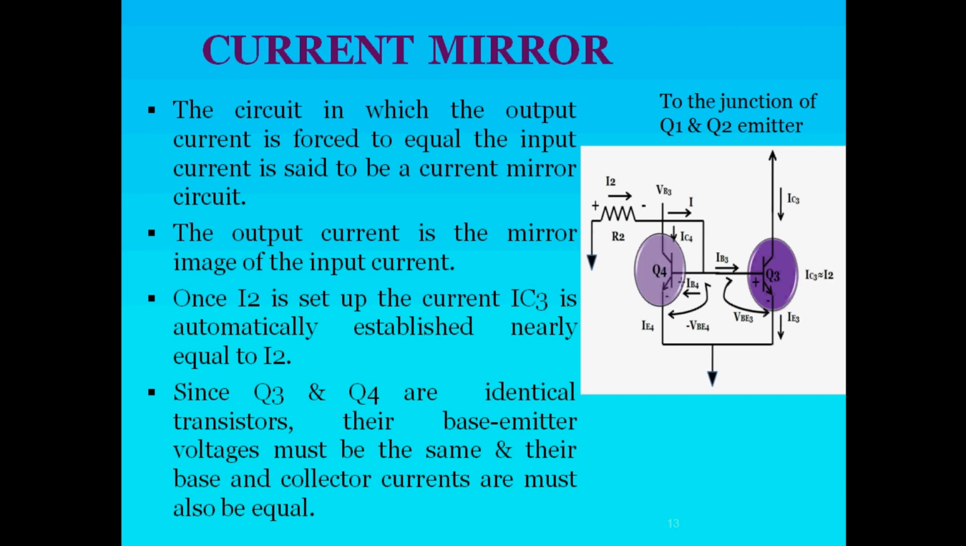Same circuit will be here. Once we set I2, the current IC3 is automatically established, and it is nearly equal to I2. Our aim here is to set current I2, so IC3 will get automatically established. Since we know that Q3 and Q4 are identical transistors, their base emitter voltages VBE3 and VBE4 must be the same, and their base currents and collector currents must be equal. That is, IB3 is equal to IB4, and IC3 is equal to IC4. Now we have to determine that IC3 is approximately equal to I2.